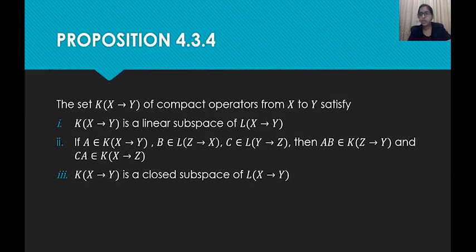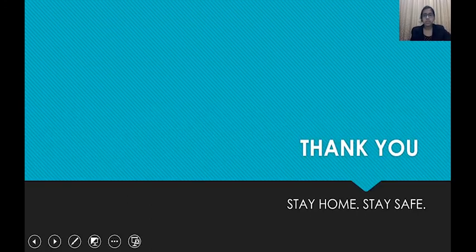The set of compact operators is a linear subspace which is closed of L of X, Y. And correspondingly, if A is a compact operator and B and C are bounded operators, then B A C is also a compact operator. So that's it for today's session.